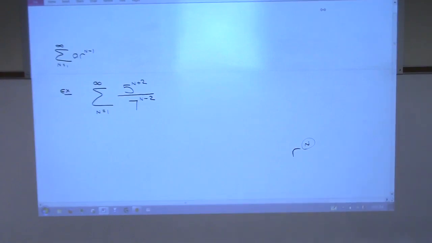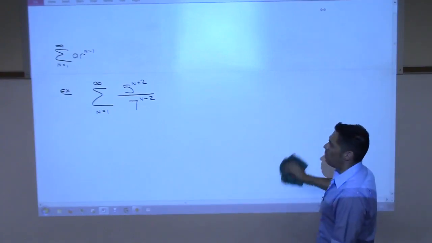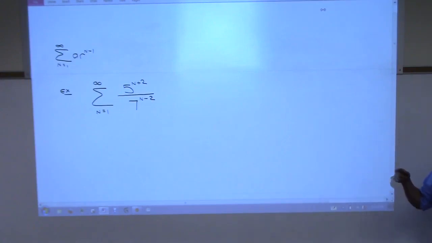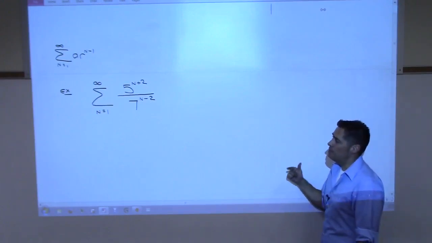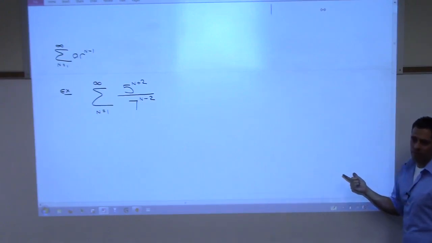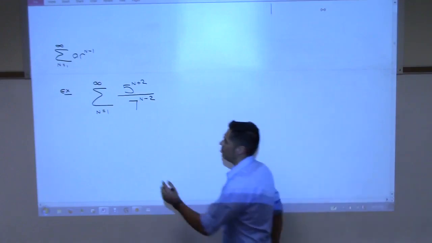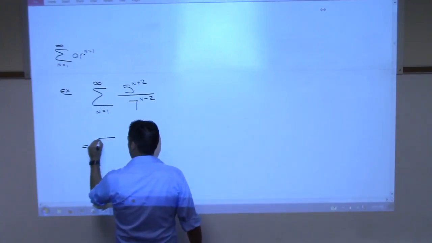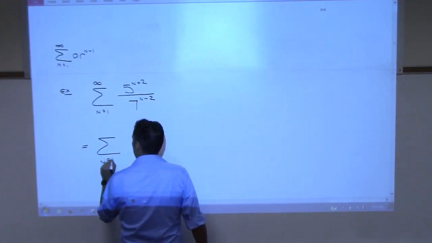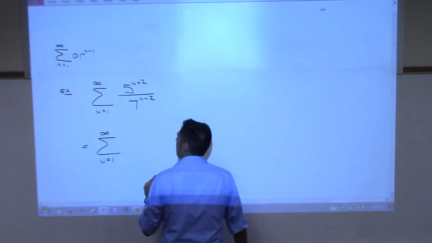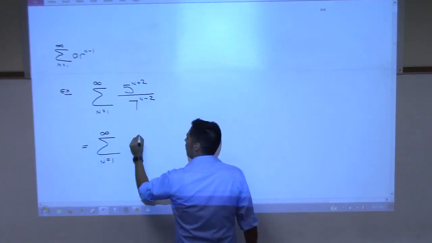Well, I have actually two problems, don't I? First problem is that my 5 is raised to the n plus 2. I need it to be n minus 1. And the denominator, 7, is raised to the n minus 2. I need it to be n minus 1. So I'm just going to do some algebra here, using the hidden zeros again. But I'm going to do it without actually writing them in. Let's just see if we can logically think of what we would need here.